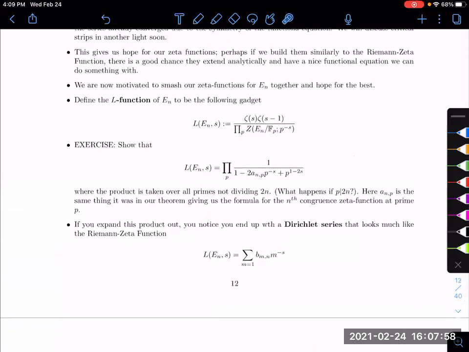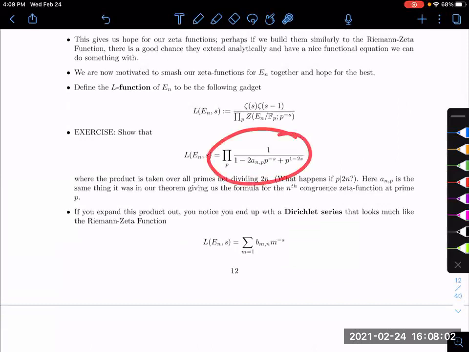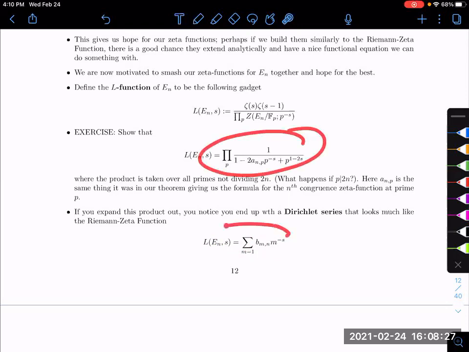Now, the L function is a nice product over primes. If you actually expand this product out, you're going to get an infinite sum, of course. And it's going to look something like this. It's going to look like a Dirichlet series, meaning it's going to be some infinite sum of some coefficients that depend only on the index m and the number n whose congruent number curve we're looking at, times m to the negative s, where again, s is just some complex variable. So you expand this out, you get this. There's no work there.